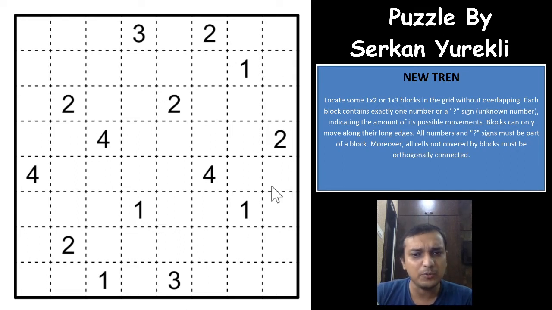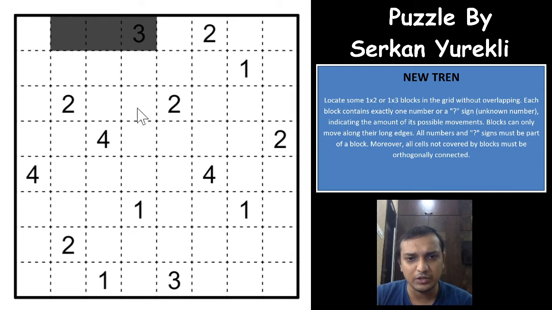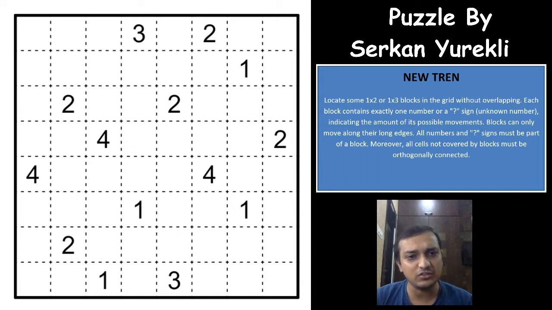And now coming on to the puzzle, it's a really different puzzle type, and you need to place some blocks in the grid that are of the size 1 into 2 or 1 into 3, right? So it can be 1 into 2 this way or 1 into 3 anyway, in such a way that no two blocks overlap each other, and each block should contain a number or a question mark if there is a question mark in the grid.